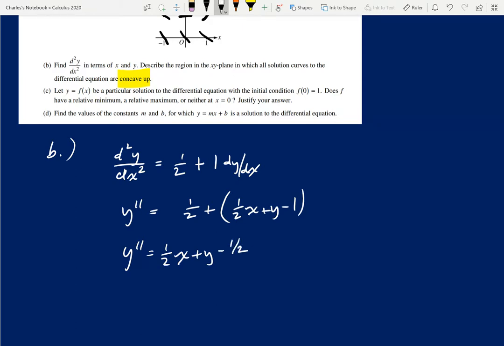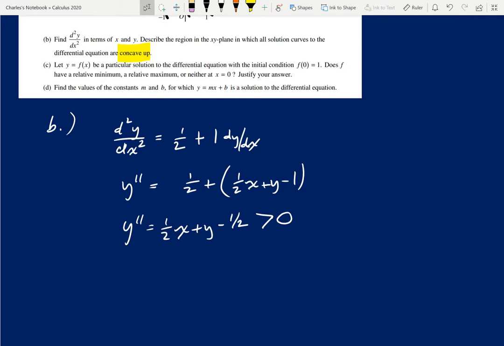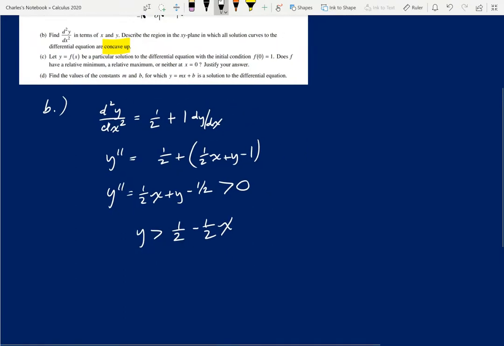And we want to know where it's concave up, so we want to know where that value is greater than 0. So the way I would write this is, let's say y is greater than or equal to 1/2 minus 1/2 x. In the solution manual, they explained with words what that would look like: it would be the line y equals 1/2 minus 1/2 x, and then the area above it.